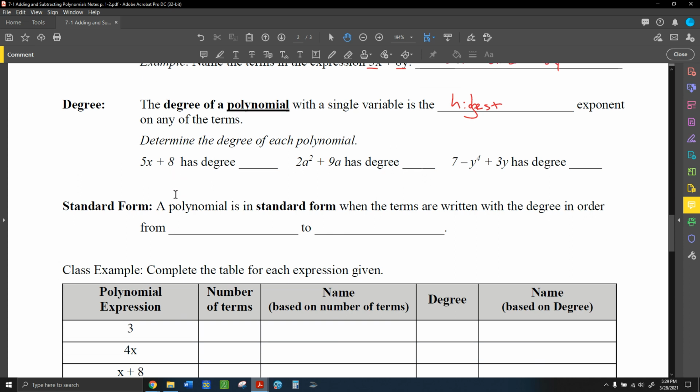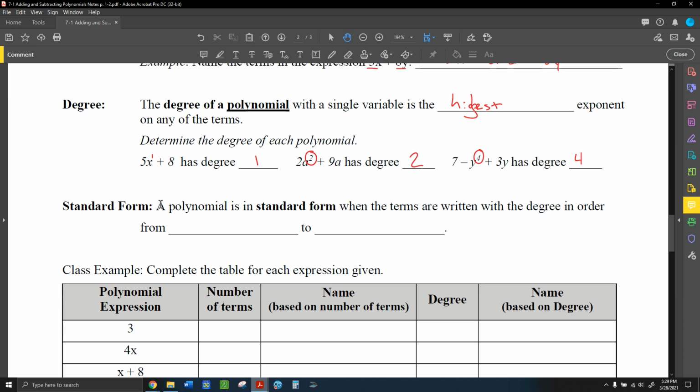So in order to determine the degree, we take a look at our variables and determine what the highest exponent is. So here we have 5x plus 8. Here again, it's not written, but we can assume that the exponent is 1. So the highest exponent here is 1. So the degree is 1. For 2a squared plus 9a, the highest exponent is this 2. So we have degree 2. For 7 minus y to the fourth plus 3y, the highest exponent is 4. So this polynomial has degree 4.